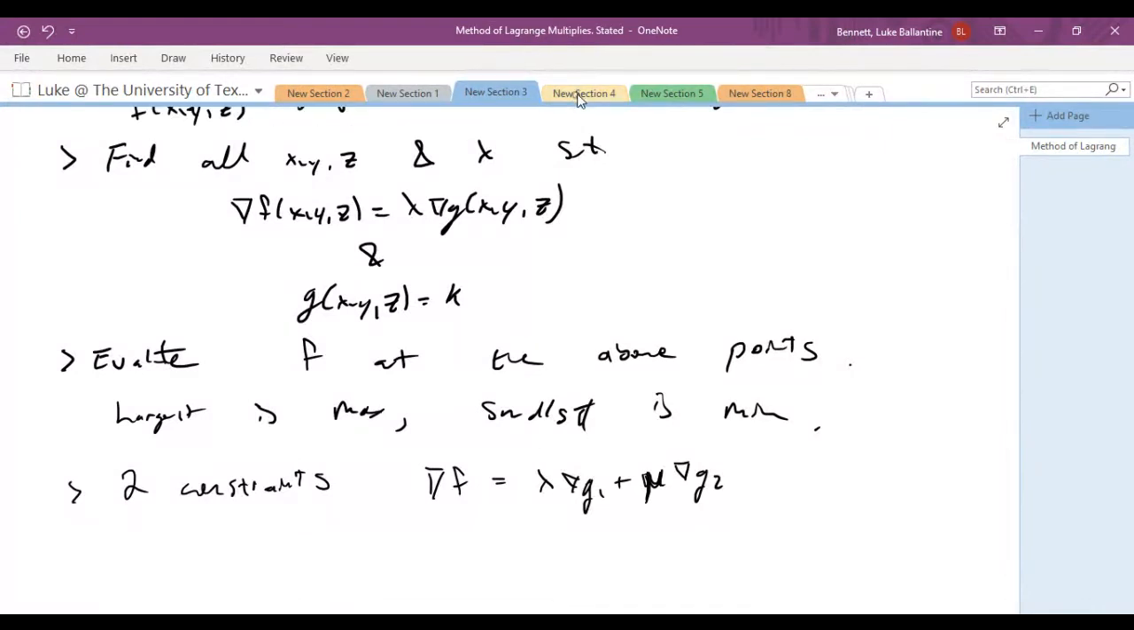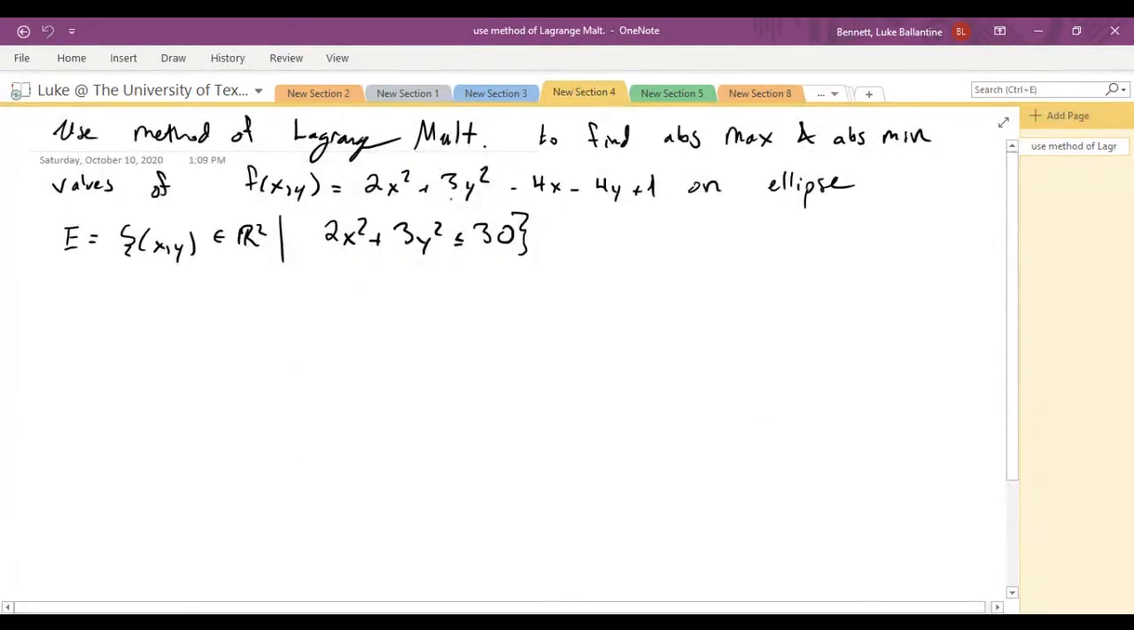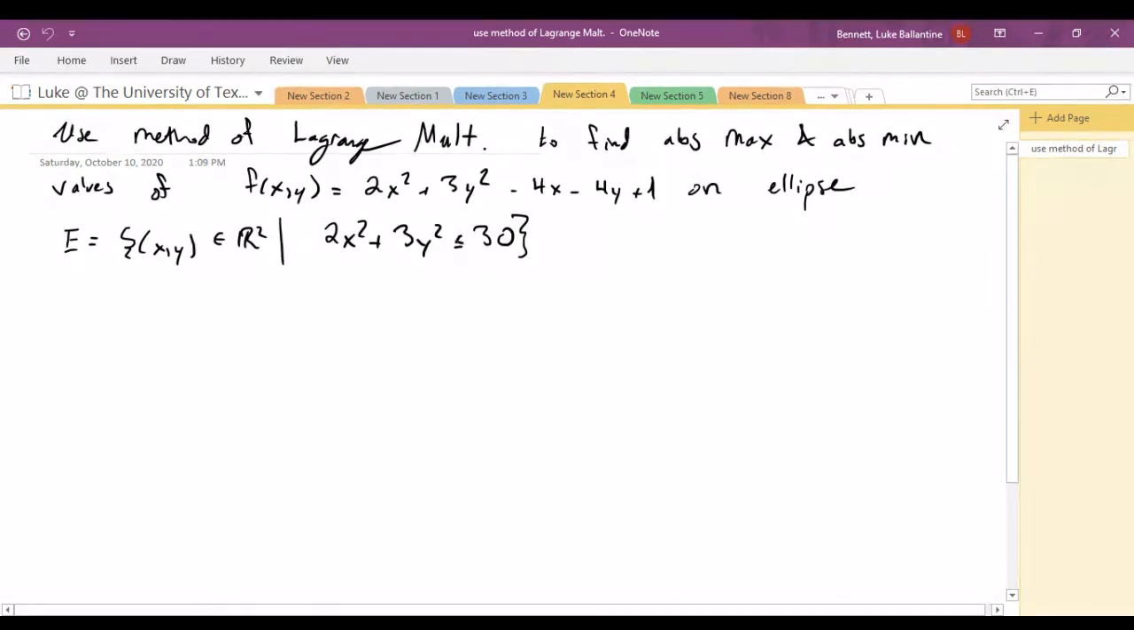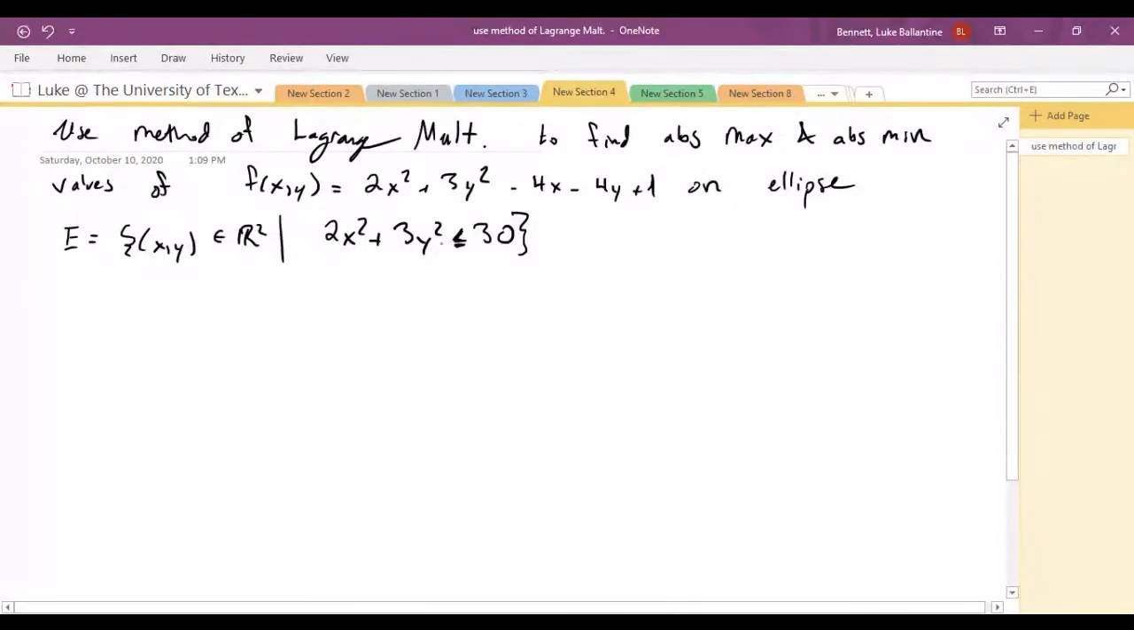So that's what we're going to do in this next problem. Use the method of Lagrange multipliers to find the absolute max and min values of a function of two variables on the ellipse. And this ellipse is actually a disk because it's less than or equal to. So we have to check the interior and the boundary. To check the boundary, we're going to use Lagrange multipliers. To check the interior, just set the first derivatives, the partials, equal to 0.